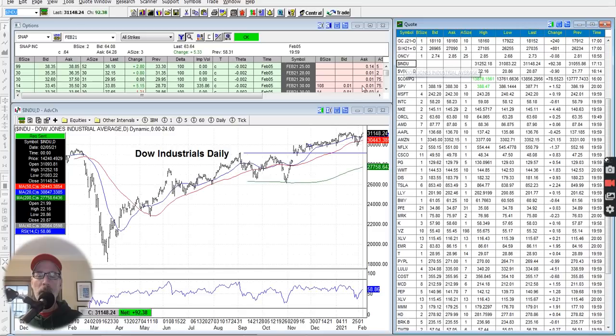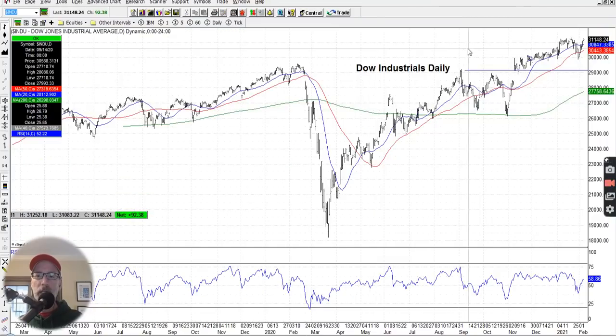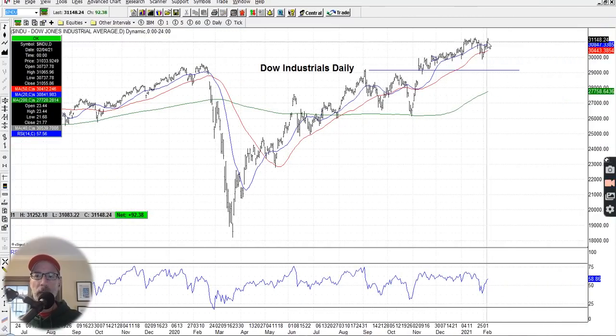Let's look at the Dow. The Dow is very close to hitting all-time new highs. I think we hit an intraday new high on Friday, closed just below the highs from 2 weeks ago. So the Dow is on the cusp of making all-time new highs. The market is strong. It came down to below the 50-day moving average, but then bounced back up. So the market is strong.